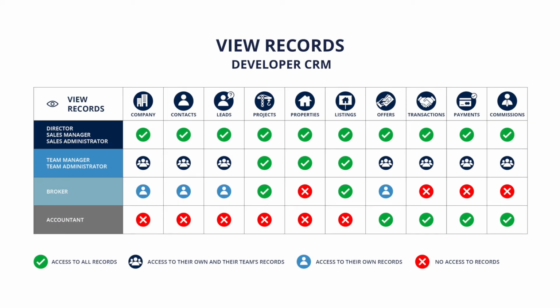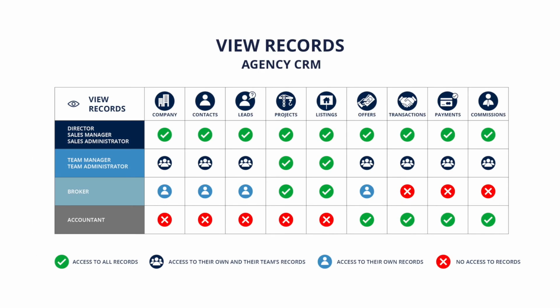The exception to these rules is that every profile, except accountant, can view all listings and project records. Also, the broker profile does not have access at all to the transaction and related modules of payment that the internal broker and accountant have.